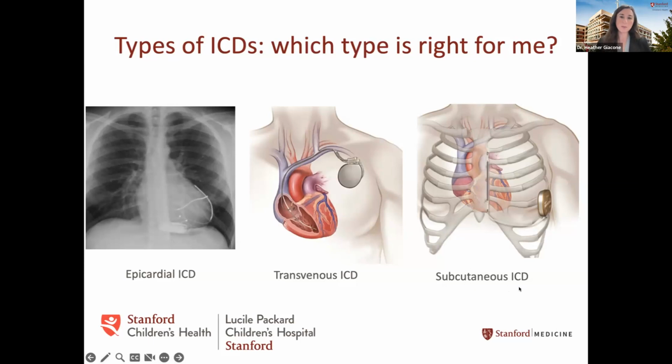The last type is probably the newest device. It's called subcutaneous ICD. And so you can see the generator on this side of the heart, or excuse me, on this side of the chest. That one sits between two muscles. And this is overlying the bone, so right underneath the skin. So it's not within any sort of vessels, and again, within the skin.